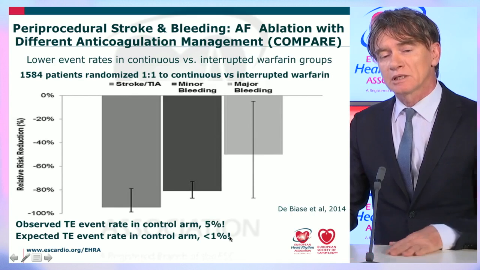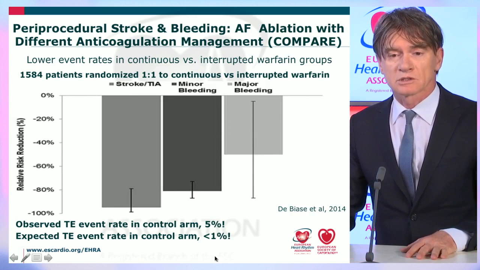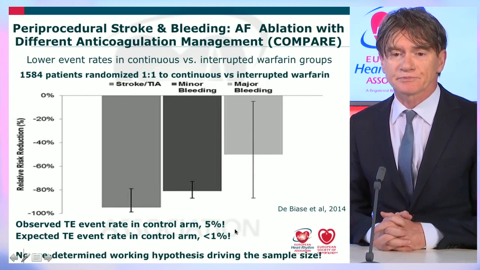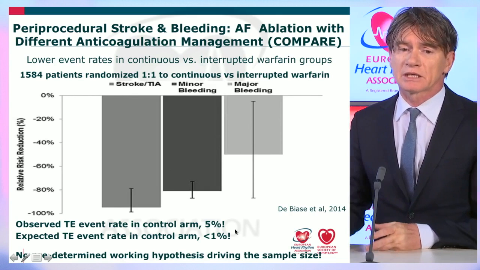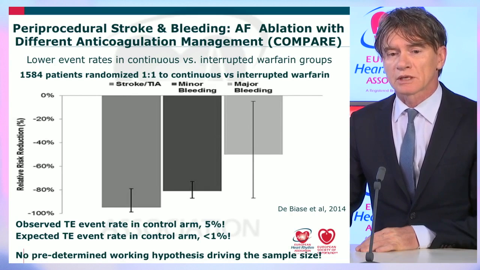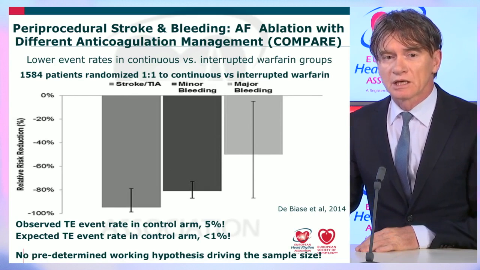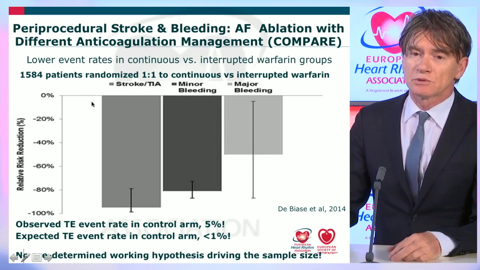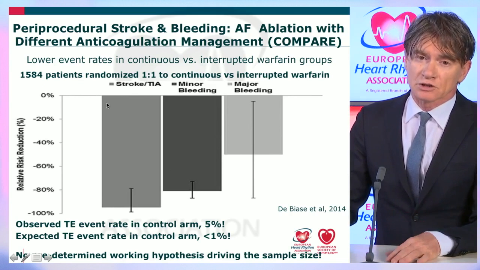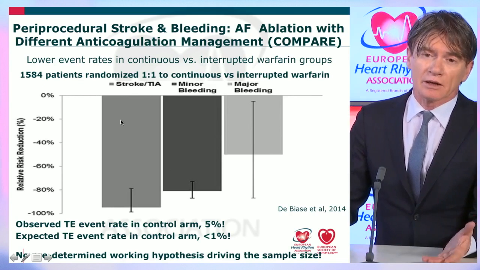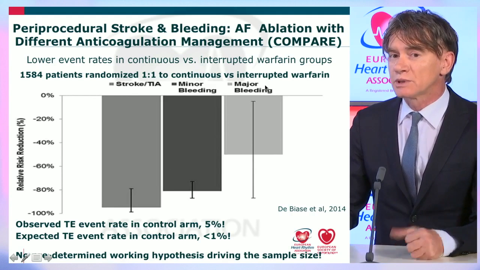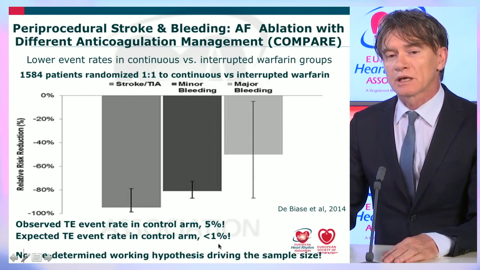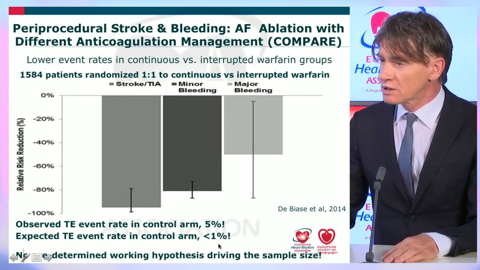Clearly, this unexpectedly high rate raises some concern about the extrapolability of this data into a more general model. And another important limitation of the study was that there was no predetermined working hypothesis driving the sample size. Now, 1,584 patients would not represent the usual model in which you would like a non-inferiority trial to be conducted if a new strategy like the continuous one was to be compared with the previous one, particularly when the expected rate of the primary outcome event in the control arm is in the range of 1%.